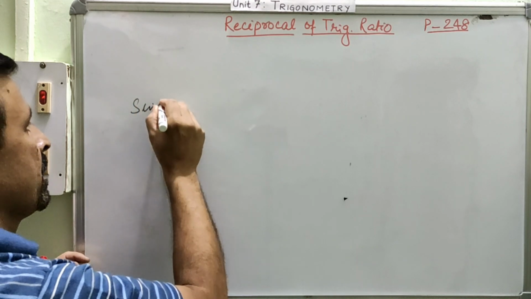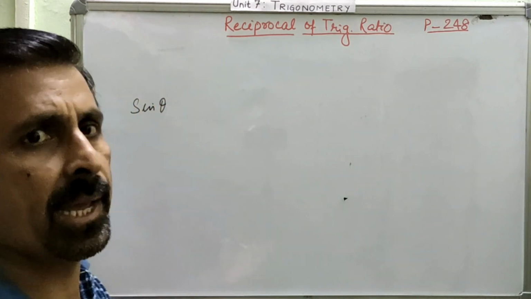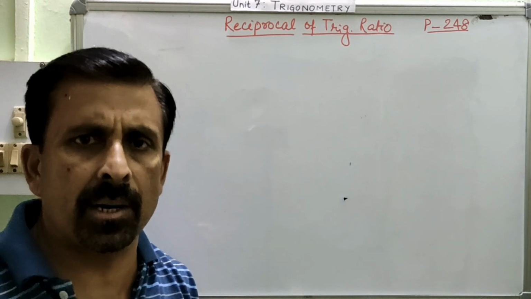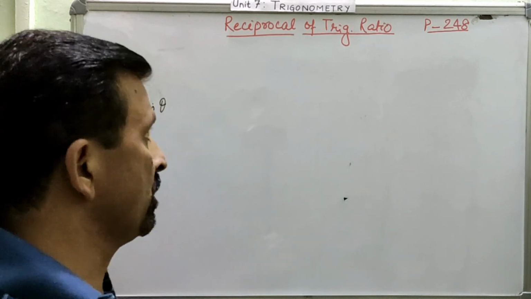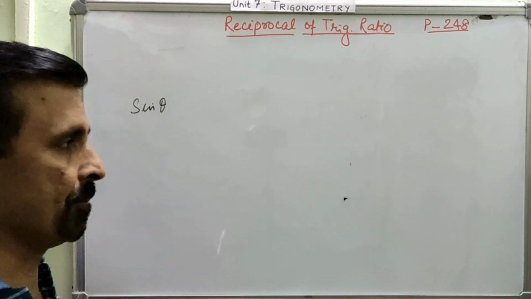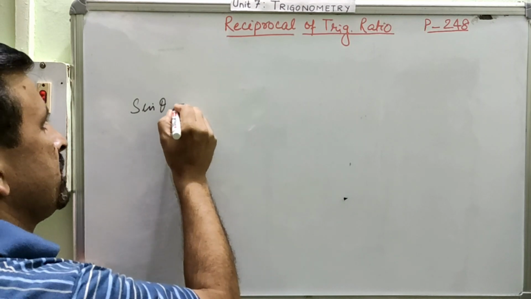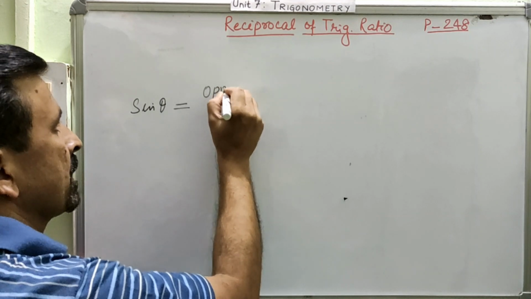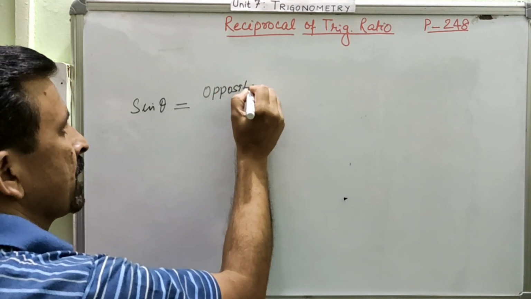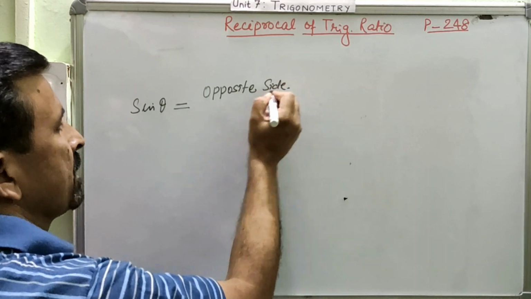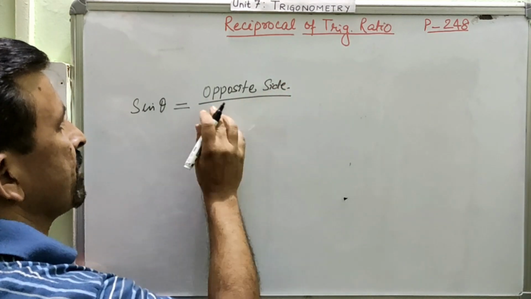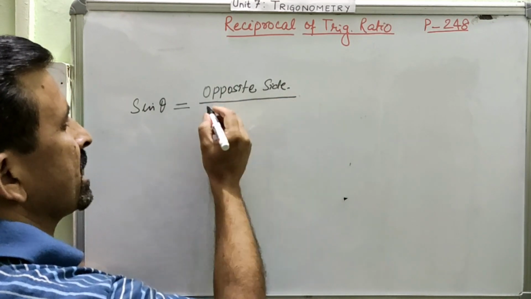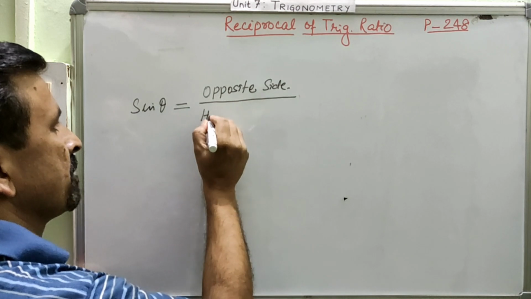Sine theta. Theta could be any angle. We can take this angle as A, B, C, theta, beta, zeta, gamma, delta. Any name you can give. So this simply stands for an angle. So sine theta, the trigonometrical ratio of sine theta, we know it is opposite side divided by, you can speak with me, the ratio of sine theta is opposite side divided by hypotenuse.